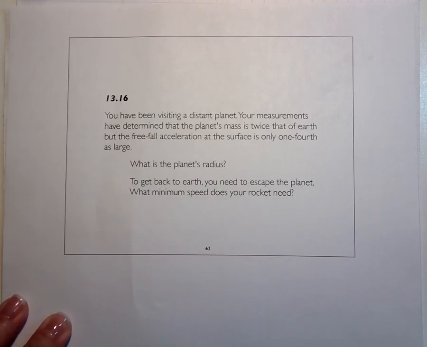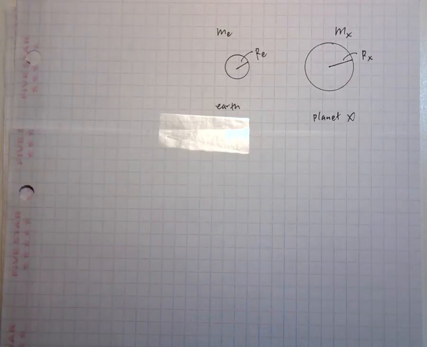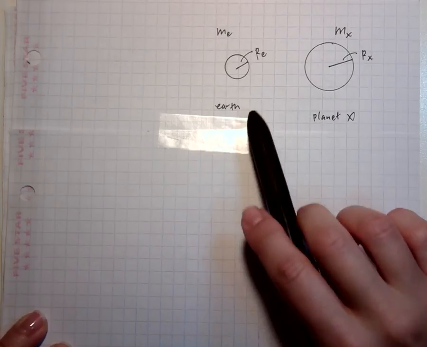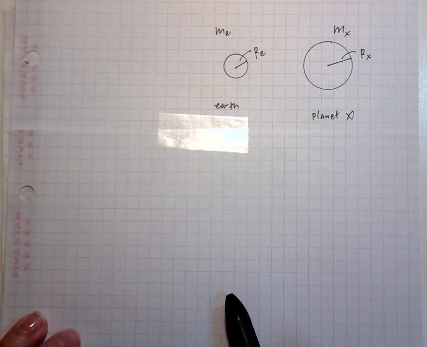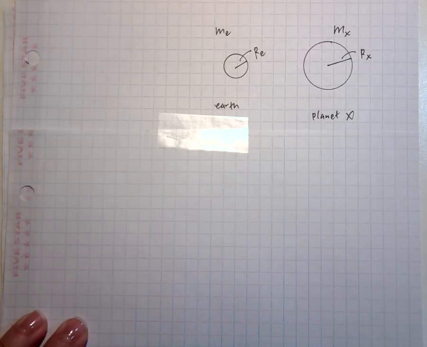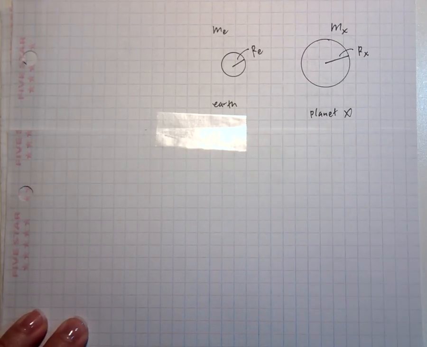So we'll start with a diagram. This distant planet we'll call planet X. And of course we have the Earth drawn as well to scale. So the radius of the Earth versus the radius of planet X. We'll make an educated guess that planet X is bigger. We also know that the mass of planet X is bigger.